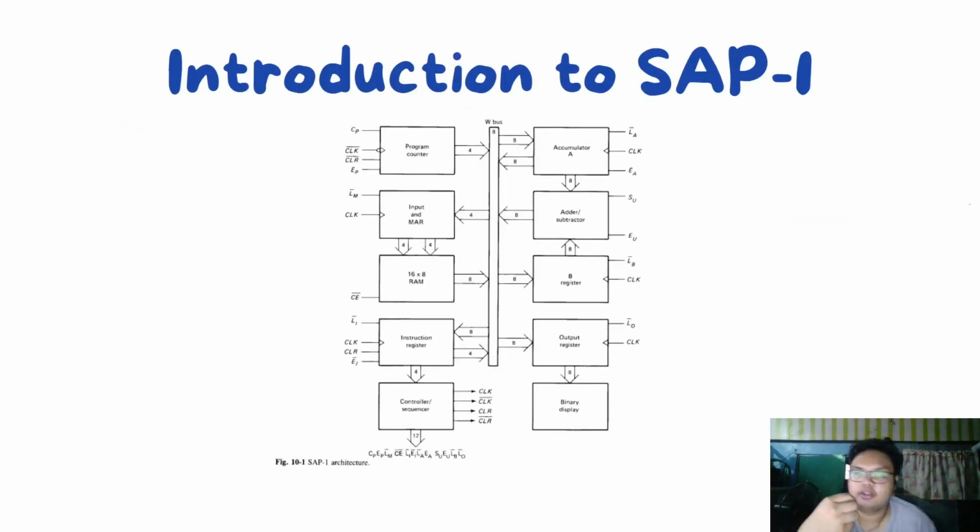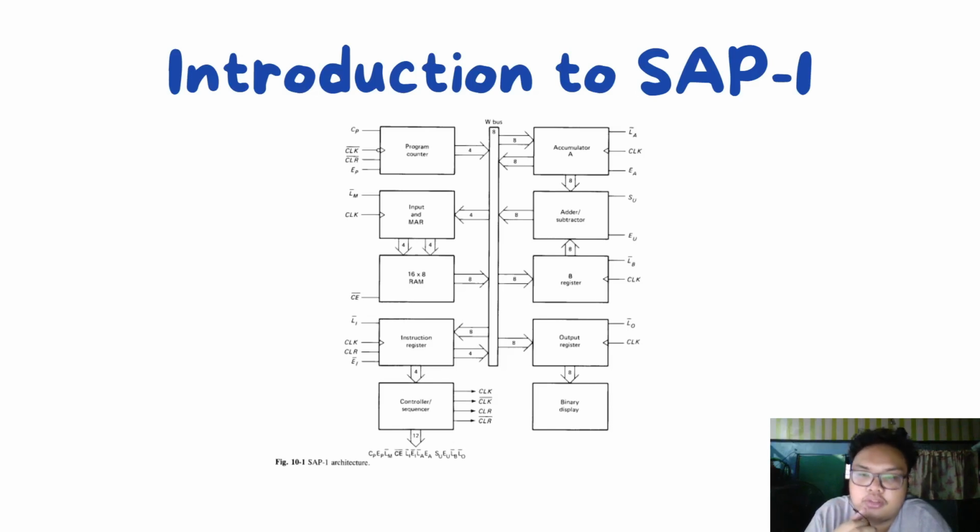So now let's go to SAP-1. Let's step back in time to explore the SAP-1, or Simple As Possible 1 computer. This is a basic computer architecture designed for educational purposes. It strips down the complexity of the modern system to reveal the core components of a computer.